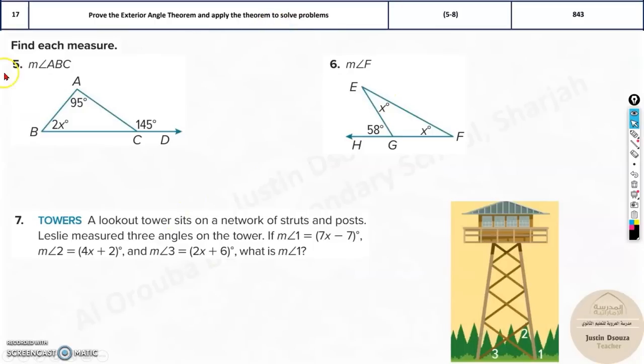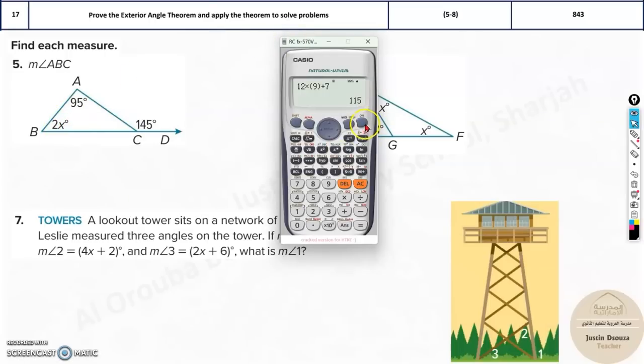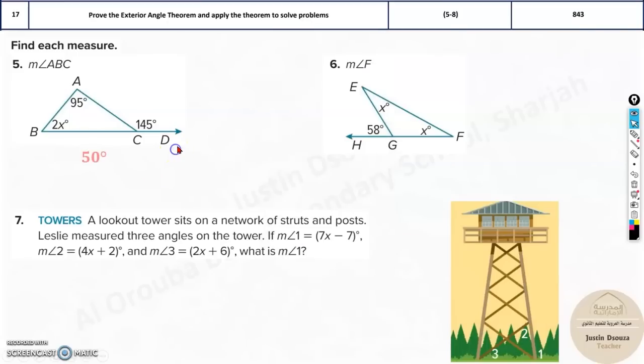Similarly, you can easily solve them. Now they have asked you the measure of ABC. How do you solve it? You know this angle, and over here it's in terms of x. Very simple. I'll directly solve it in the calculator. 145, this exterior angle, will be equal to 95 plus 2x. Shift and solve, the answer is 25 over here.